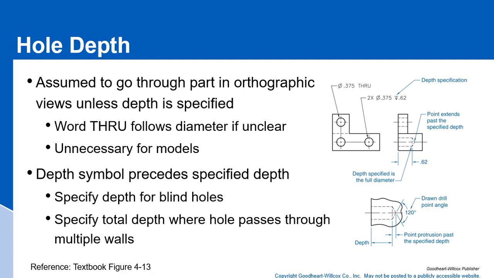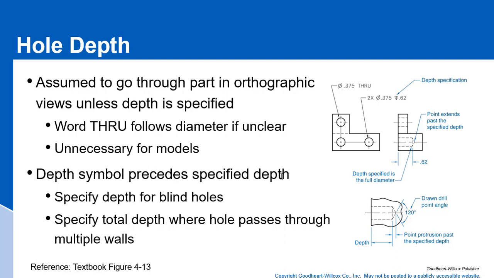Hole depth. This is a tricky one because in some cases you don't really know when to use the word through or not. It's kind of nebulous, but a hole is assumed to go through the part in orthographic views unless a depth is specified. So in this particular case, you don't really need to say through, but you want to use the word through following the diameter if it could be misinterpreted. The through note is not necessary for models because you can see on the model that the hole goes through. That's really not the case in an orthographic projection.